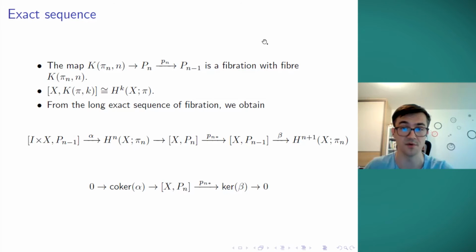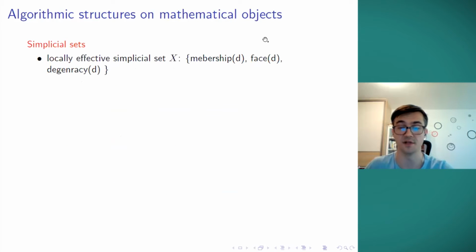So let's talk about what it means to do things algorithmically. We have this infinite object, an infinite simplicial complex. Actually, it's a simplicial set, but let's think of it as a simplicial complex. So I have something infinite. How can I compute with it? Well, you can approach it locally. That's the first idea.